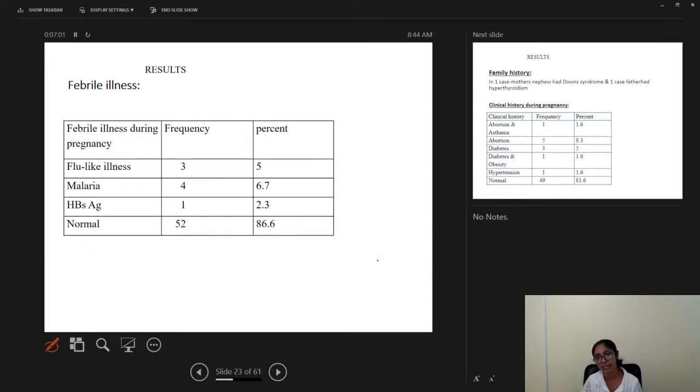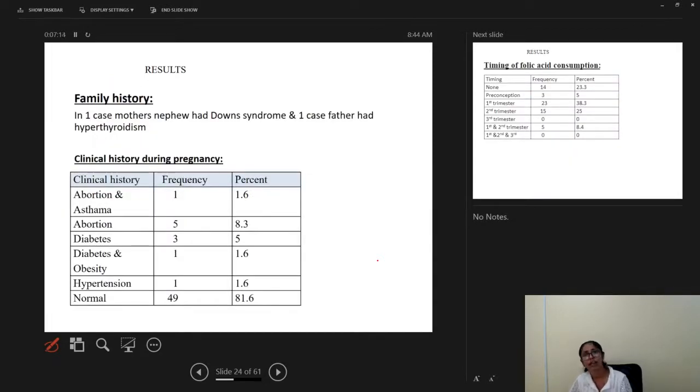Next is about the febrile illness. During pregnancy, there is also a chance of having illnesses like flu-like illness, malaria, and so on, and in our study we found that around 86.6% were normal. The family history is like, in one case of an anencephalic fetus, the mother's nephew had Down syndrome, and in another, a father had hypothyroidism. Then the clinical history during pregnancy, that is abortions, asthma. We have classified into diabetes, obesity, hypertension, and in normal patients, 81.6% were normal. So these are the frequencies.